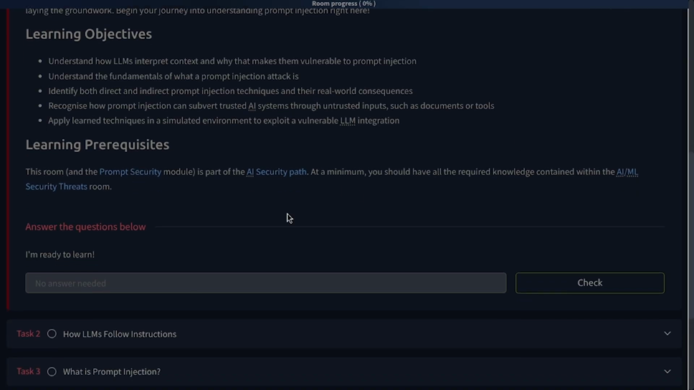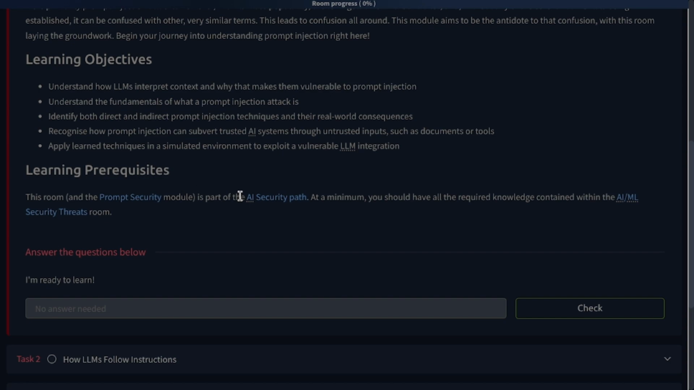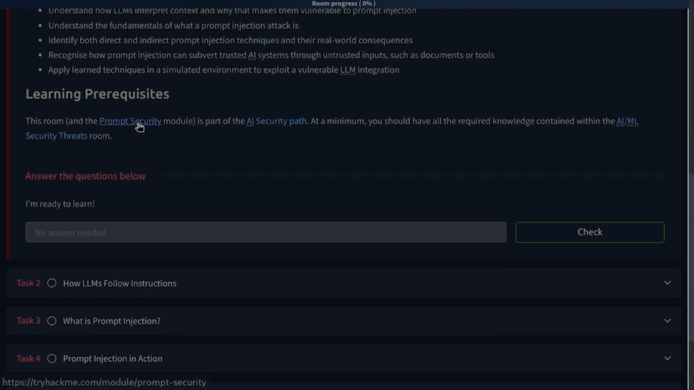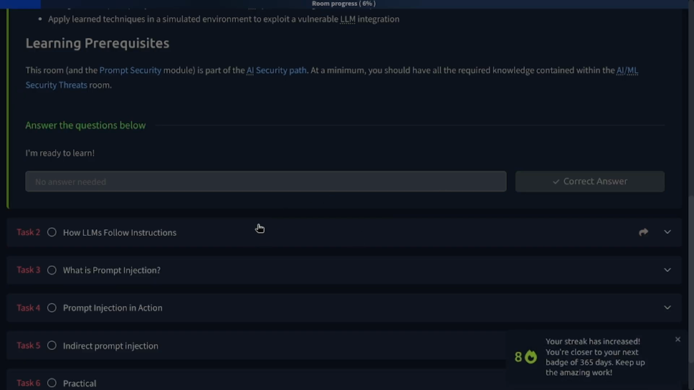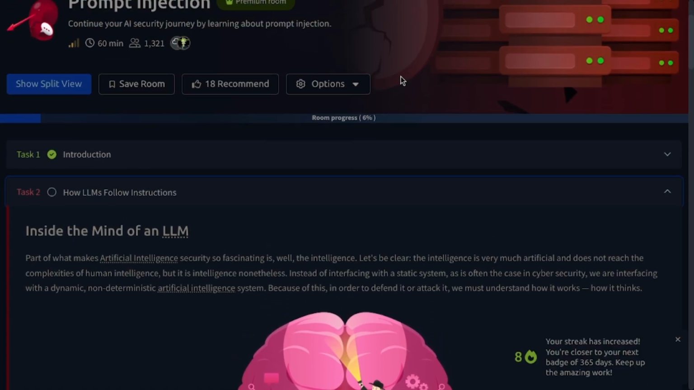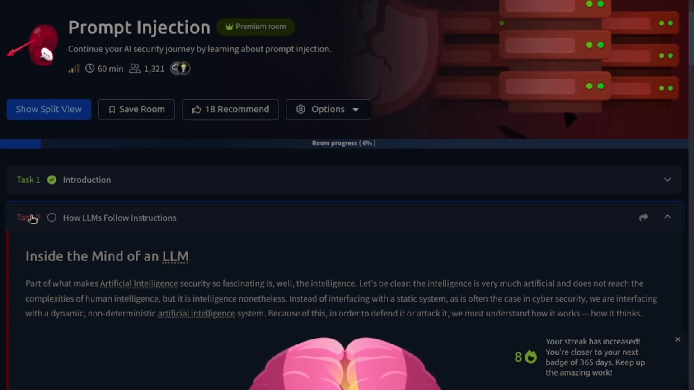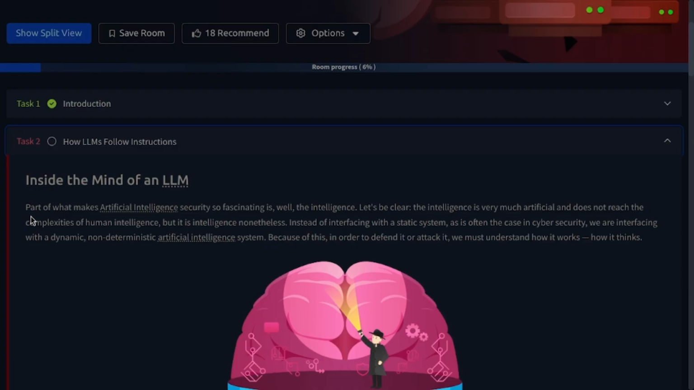As usual, the learning recommendation from TryHackMe is to cover this room and the prompt security module in the AI security pathway. The prompt security module is a part of the AI security pathway, so you should have a basic knowledge of AI and machine learning threats before covering this room. I have uploaded other videos on this AI security pathway, so please make sure to check those out as well. Task number two is how large language models generally follow instructions.